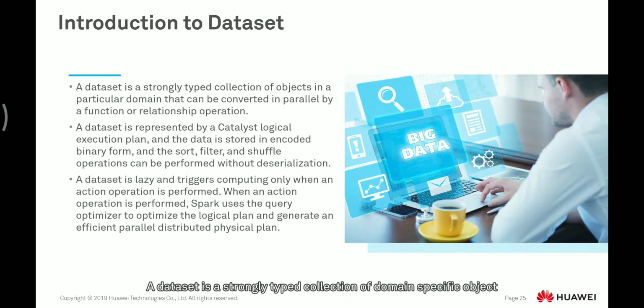A dataset is a strongly typed collection of domain-specific objects that can be transformed in parallel using functional or relational operations. Datasets are similar to RDDs, but do not use Java serialization or Kryo encoders to serialize objects for processing or transmission over the network. Encoders and standard serialization are responsible for serializing an object into bytes. Encoders dynamically generate code and use a format that allows Spark to perform many operations, such as filter, sort, and hash, without deserializing bytes into objects.